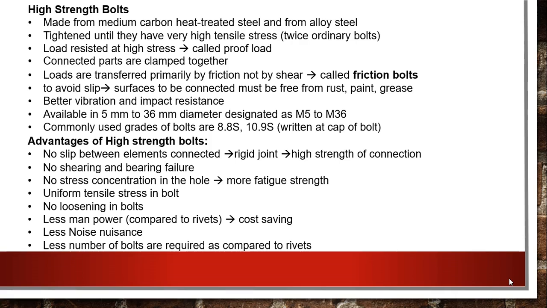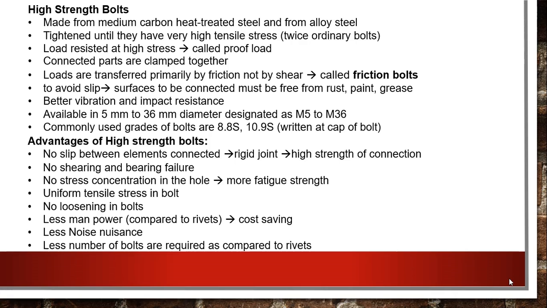Now the advantages of high strength bolts are as follows. No slip between the elements connected. They provide a rigid joint and high strength of connection. No shearing and bearing failure occur. No stress concentration in the hole, which gives more fatigue strength. Uniform tensile stress in the bolt.